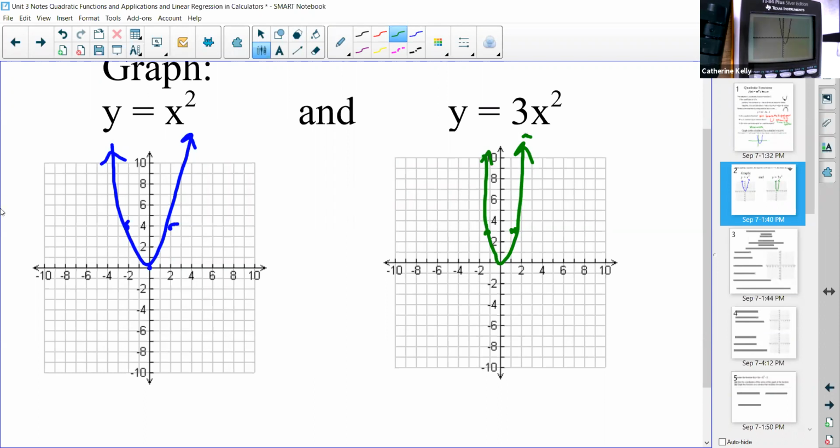If we look in our calculator, let's graph y equals x squared, and let's graph y equals 3x squared. And we see there's the first one, and there's the second one. It's skinnier.